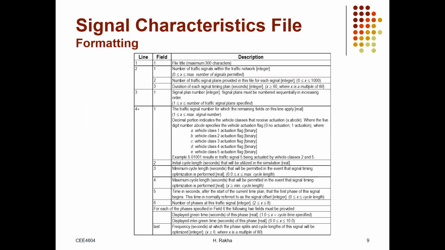Now, in integration, you can also have actuation. So you can have an actuated traffic signal controller where in the traffic signal number, you put a period, and then you indicate 5 entries, which are binary. So the default is 5 zeros, but you could then have it 10000, which means that you give it actuation for vehicle class 1.